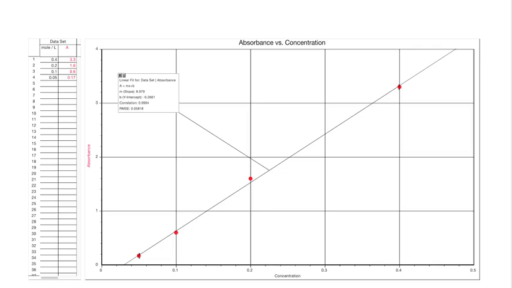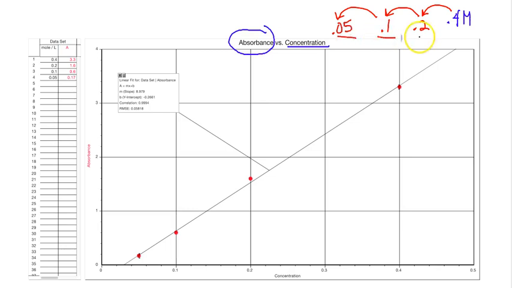So let's get started with this lab. If you remember, what we did here is we plotted a graph of absorbance versus the concentration of stock solutions. We took a 0.4 molar solution and did serial dilutions. You diluted it in half to 0.2, then cut that in half to 0.1, and cut that to 0.05. So we had approximately 4 different known solutions that we calibrated our spectrophotometer with.